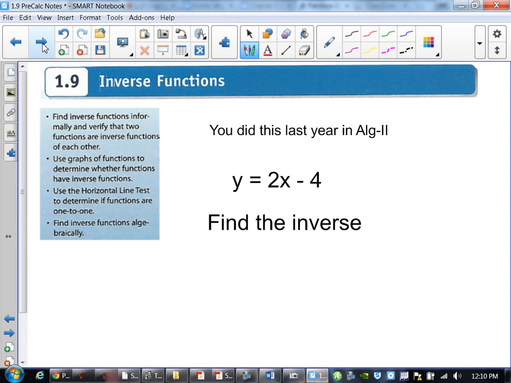When you worked with the inverses last year, it was more or less written out as just y equals some linear equation. We did a couple cubics, a couple polynomials, nothing too fancy. What's going to change a little bit this year is the way that it's worded.